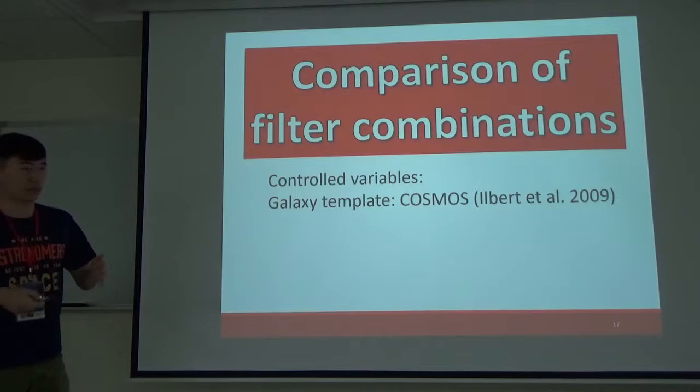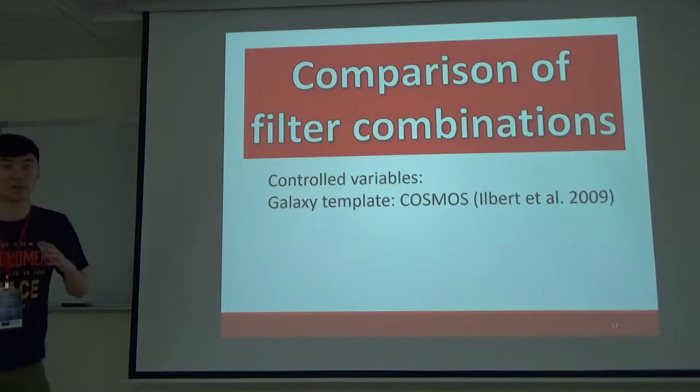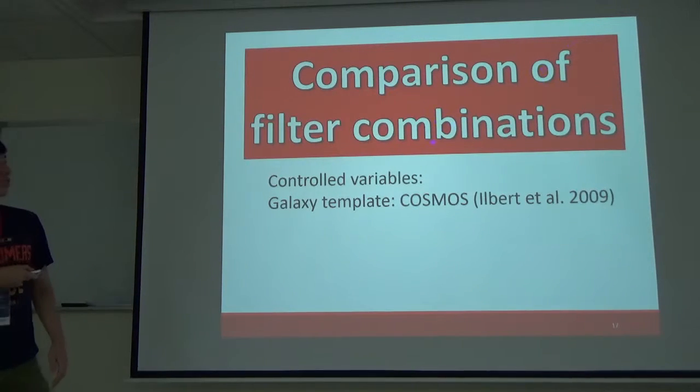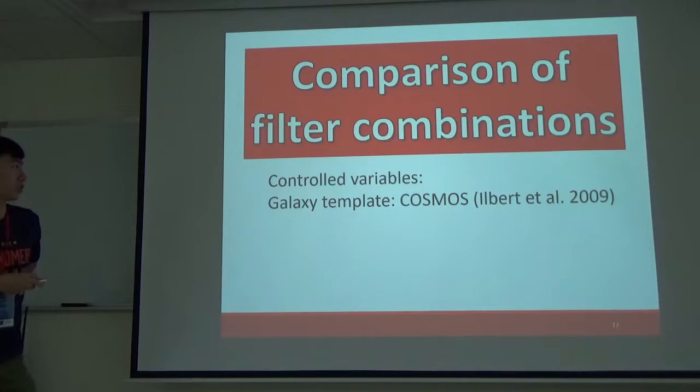Because photo-z is actually a regression problem, you need to compare different kinds of setups and parameters to get the best results. So the first thing I want to compare is the filter combination. And the control variable here is the COSMOS galaxy template.